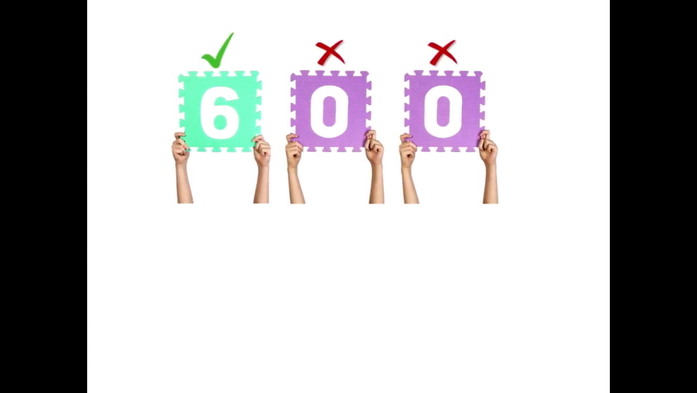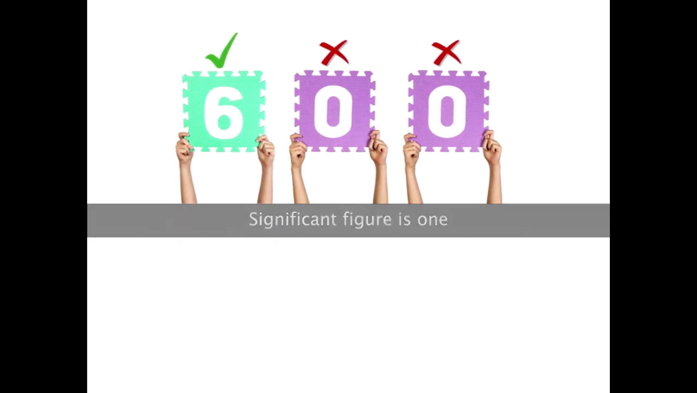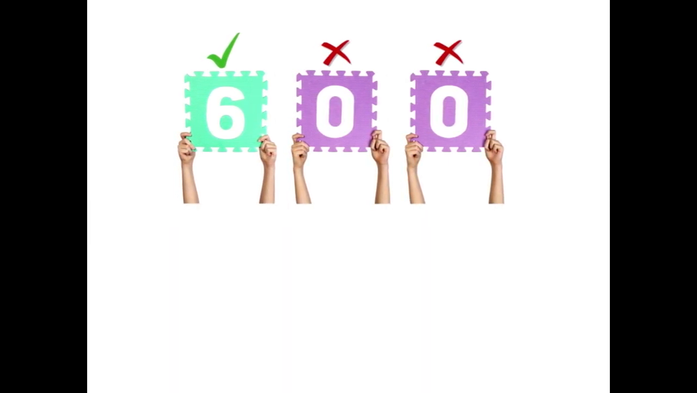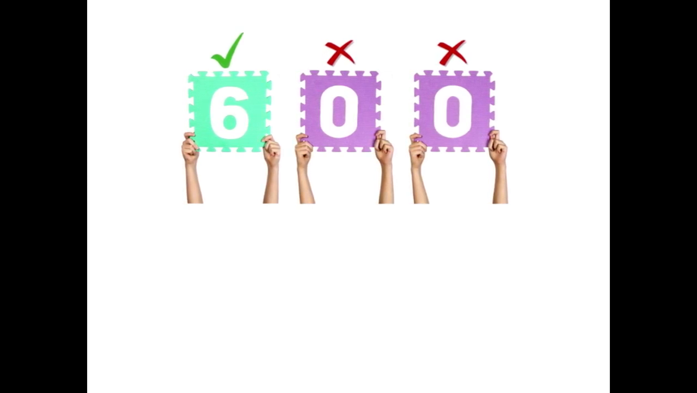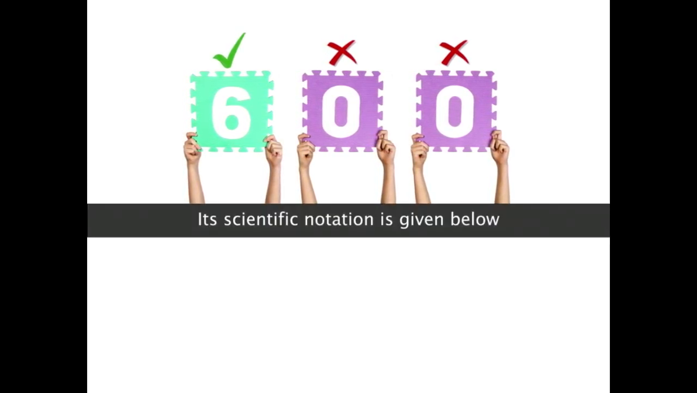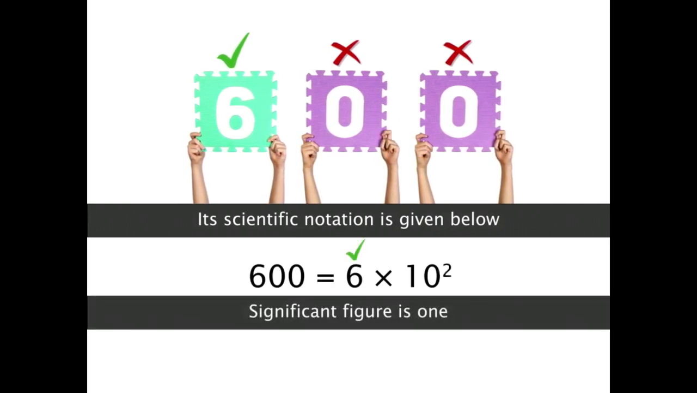Zeros that follow the numbers without a decimal point are not significant. There is only 1 significant figure in 600. Now, can you tell why zeros in 600 are insignificant? Well, this is because 600 can be represented in scientific notation as 6 into 10 raised to 2. Hence, the significant number is 1.